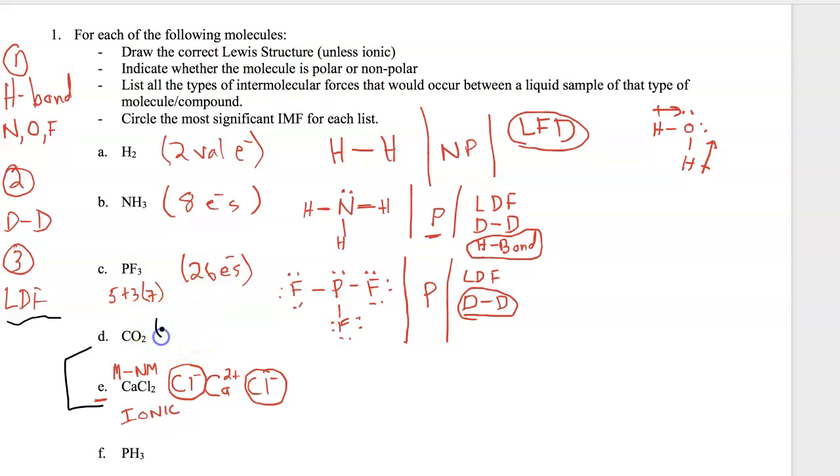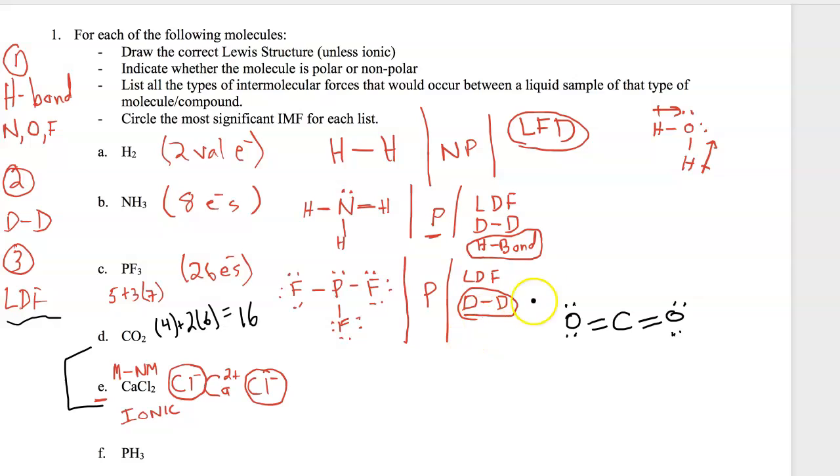It has a total of 4 plus 2 times 6. That gives us 16 valence electrons. And then over on the right here, I'm going to draw carbon dioxide. Carbon goes in the middle because it makes more bonds than oxygen. Carbon makes 4. And then when I fill in all my electrons, it turns out in order to get a full octet on each of these, we're going to have to do a double bond between carbon and each oxygen. So there's all 16 electrons.